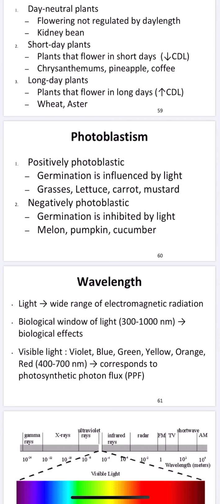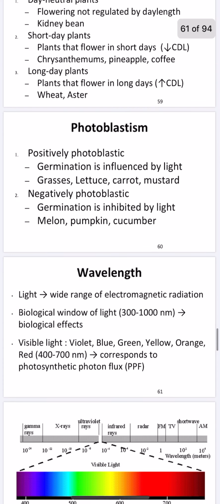So in terms of photoblastism, the germination effect, the plants are classified as positively photoblastic or negatively photoblastic. Positively photoblastic, when germination is uninfluenced by light, like the grasses, the lettuce, the carrot, and mustard. And they are negatively photoblastic if germination is inhibited by light, like melon, pumpkin, and cucumber.